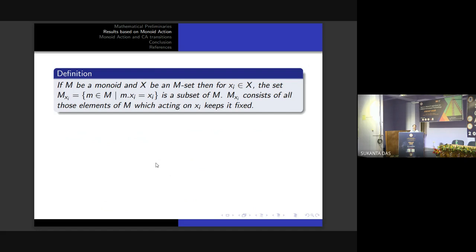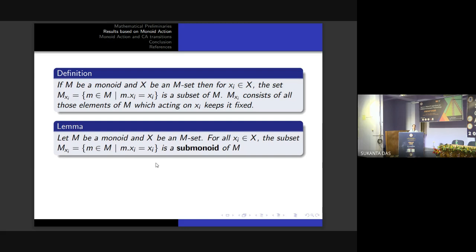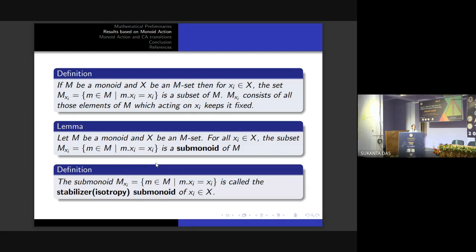Okay, now we come to another definition. We were so long thinking about the path. Now, if we look at the monoid, we consider a subset of the monoid M such that all those m's which keep an xi fixed also give me a submonoid of the monoid. We denote it as M_xi, and it contains all those m's such that m into xi will be fixed at xi. So that is known as my stabilizer submonoid. This forms a submonoid and it's the stabilizer submonoid.